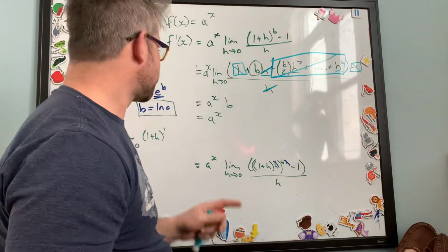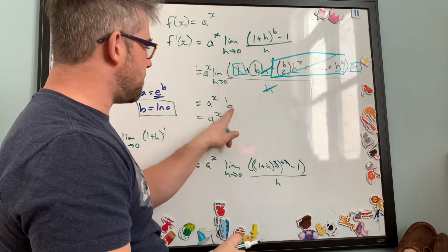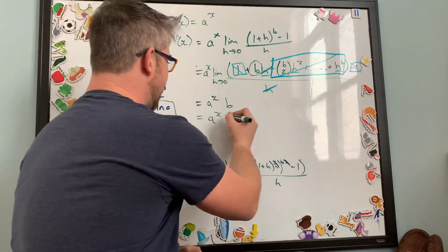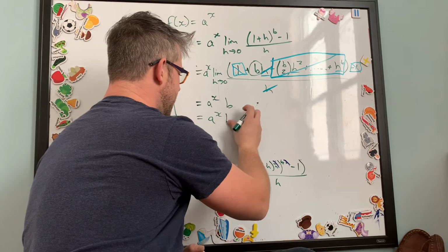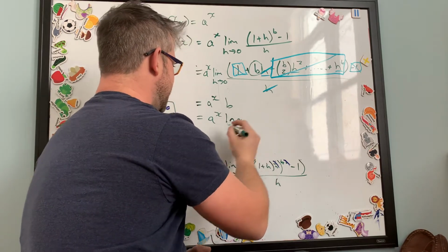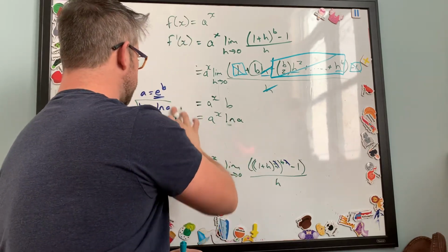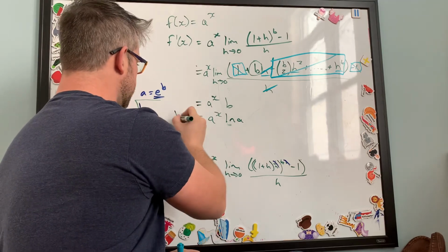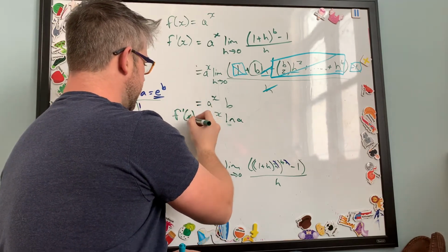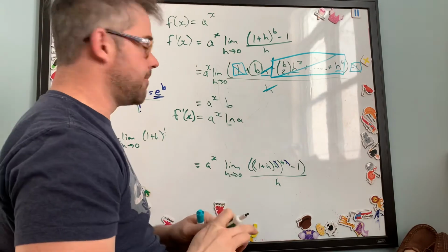Thank you, Lark. Now remember, b is equal to ln of a. So we're left with a to the power x times ln a. And that was the rule that we were looking to prove in the first place. We were looking to show that the derivative was a to the power x ln a.